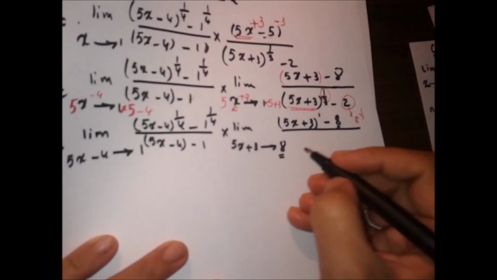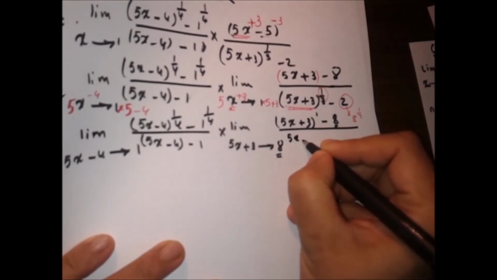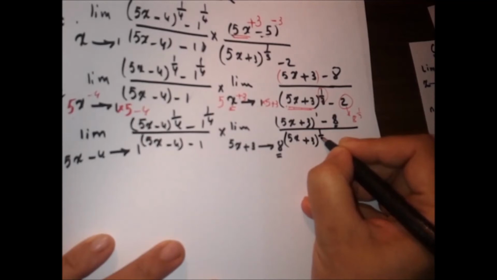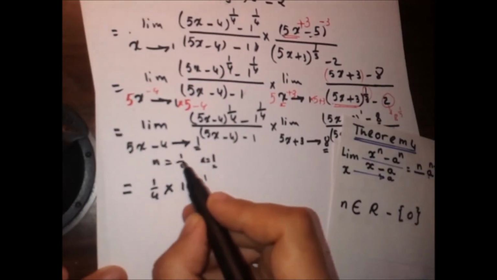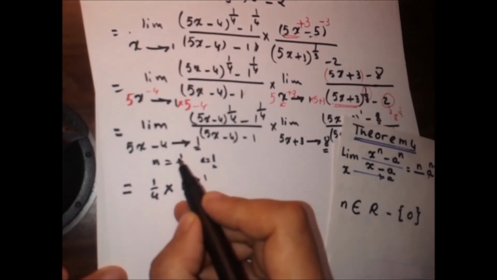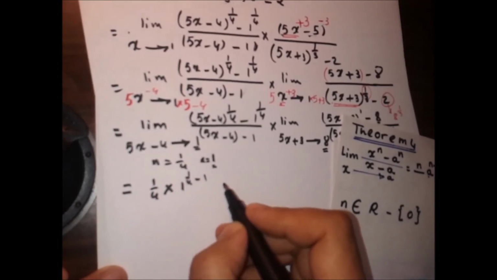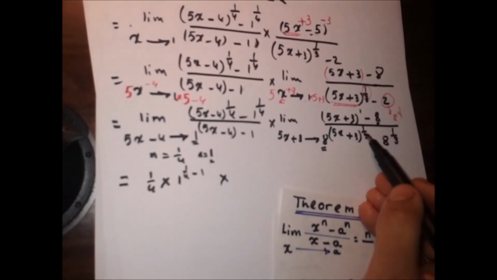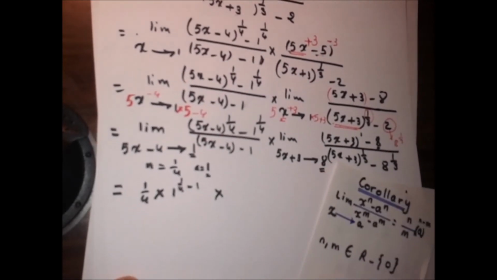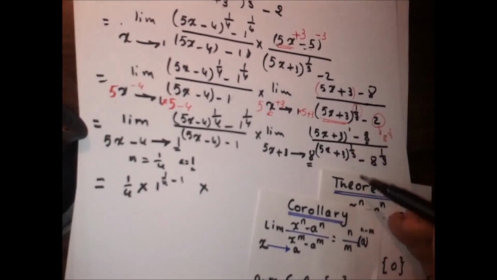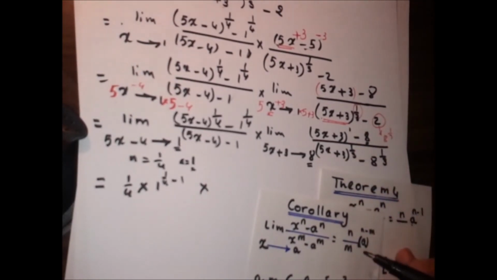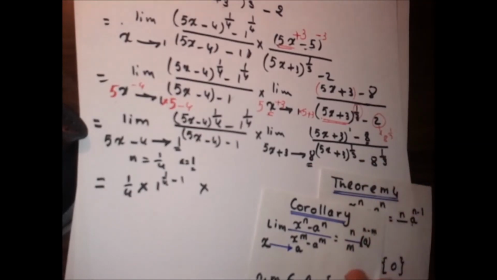And down we have 5x plus 3 to the power 1/3 and minus a to the power 1/3, and on the first part, n, or 1 over 4, times a, which is 1, to the power n minus 1, or 1 over 4 minus 1, times. The second part we have an exponent down, so we're going to use the corollary. So take the power of the numerator, which is 1, over the power of the denominator, which is 1/3, times a, which is 8, to the power of n minus m, or 1 minus 1/3.